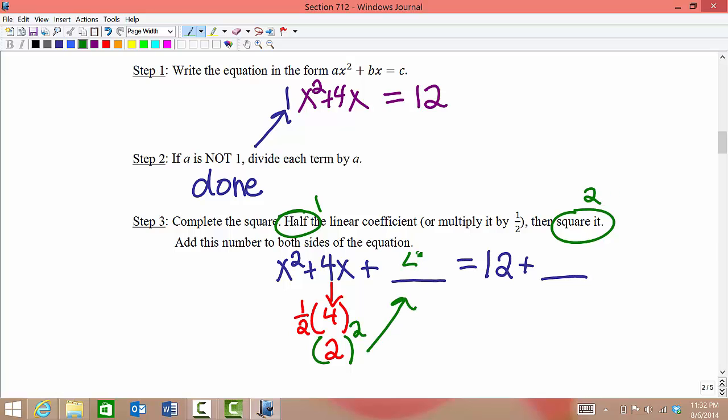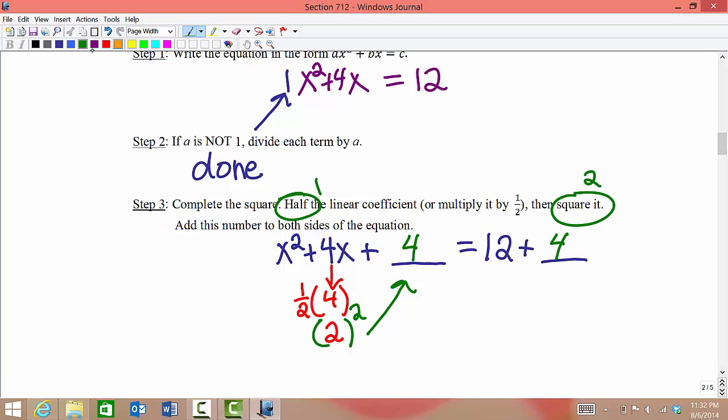And I'm going to put that number in both sides of my equation. If I add 4 to the left-hand side, I also have to add 4 to the right-hand side of my equation. So make sure that when you half it and square it, we add that to both sides. We never subtract it, we're always adding it to both sides.